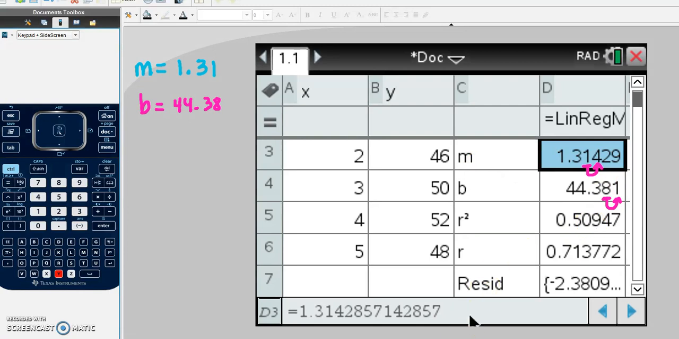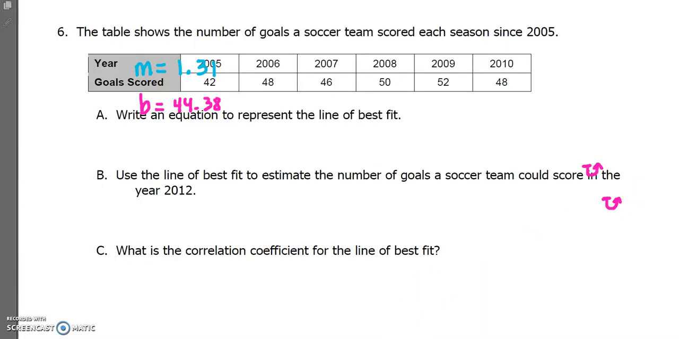So let's flip it back over to the problem and see if I can write that now. So the equation, it says write an equation. Okay, so y equals 1.